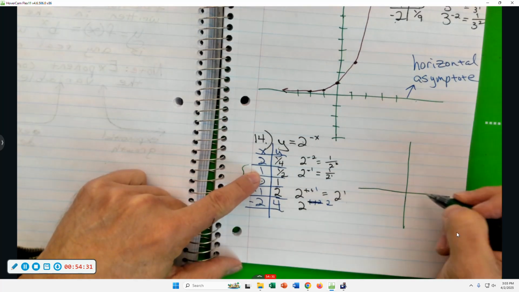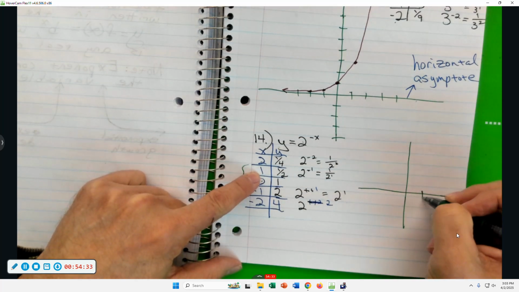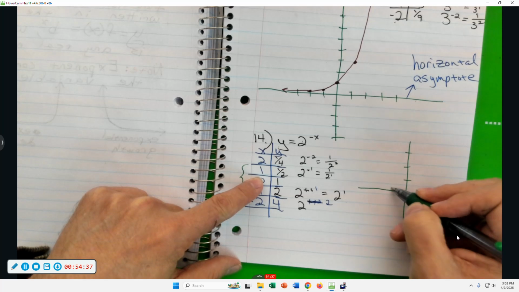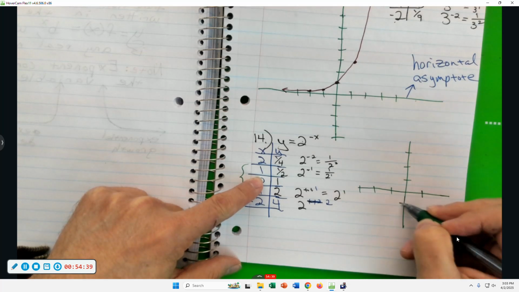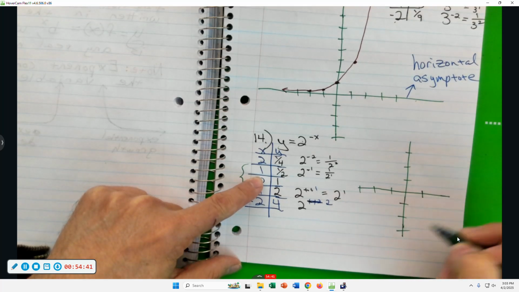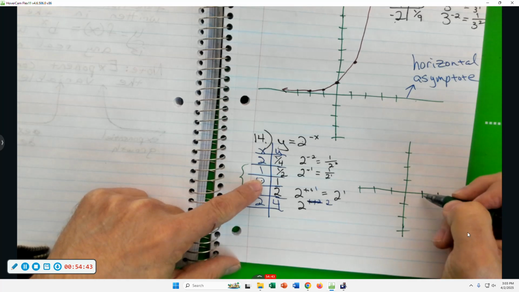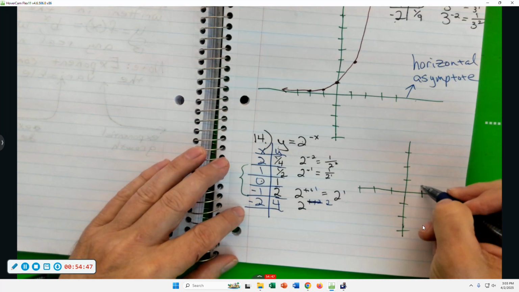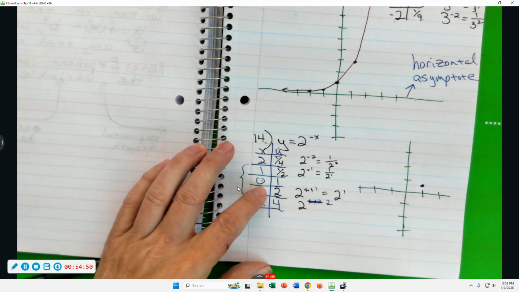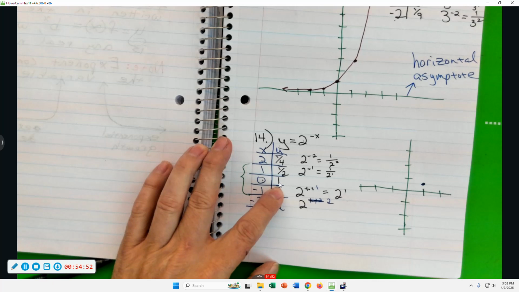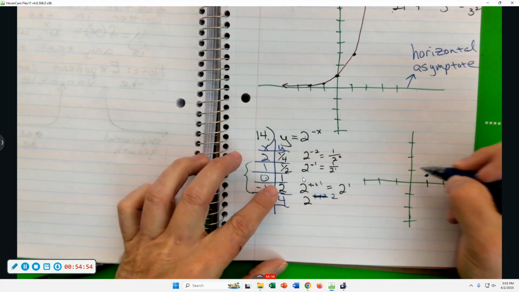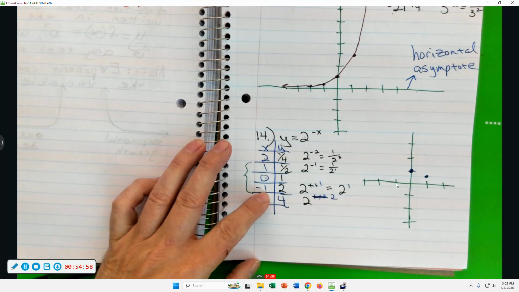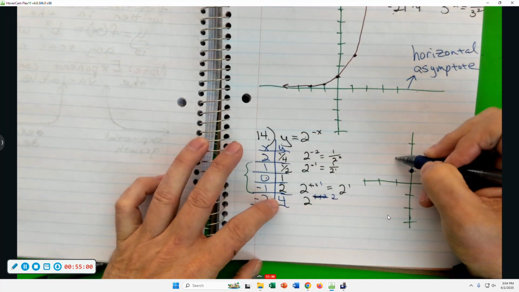I'm going to use the right 1, up a half. I'm just sketching out a rough sketch. Right 1, up a half. Then right 0, up 1, so you're on the y-axis. And then left 1, up 2.